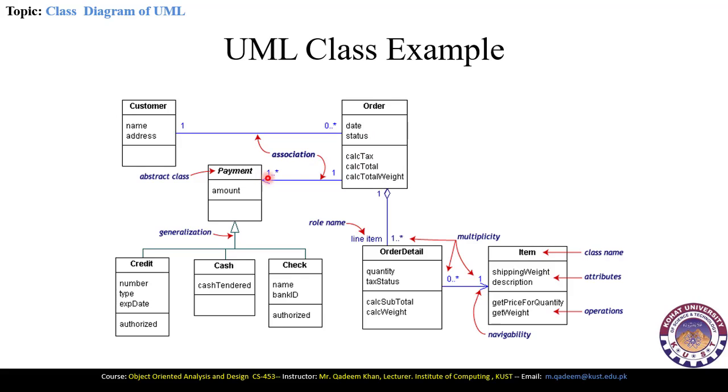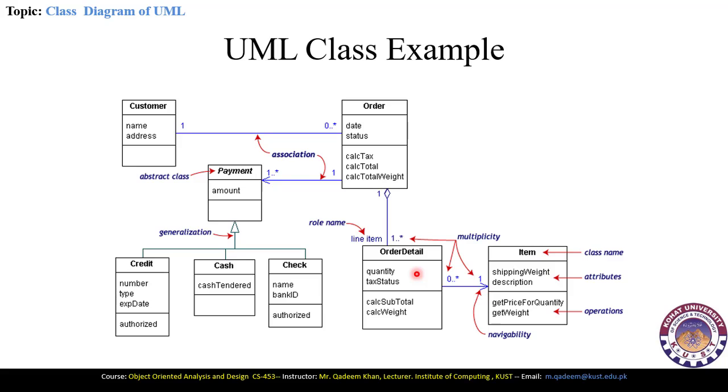Similarly, there is the Payment class. The Payment class also has a unary association relationship, which means that only this class can be accessed inside of the Order class. The Payment has generalization relationships with the Credit, Cash, and Check classes, which means that Payment has an inheritance relationship with Credit, Cash, and Check, and these are the children of the Payment class.